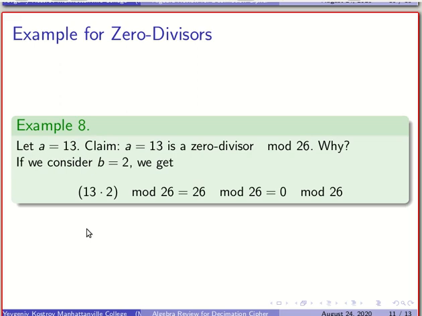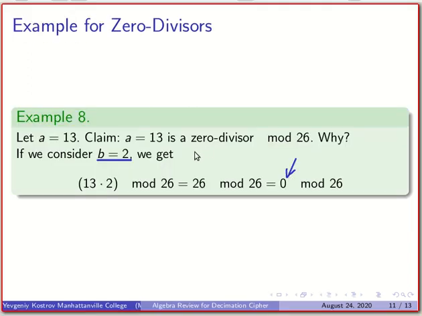So let's look at an example. We ask if a equals 13 is a zero divisor mod 26, and explain why it happens. So let's create a number b equals 2. Then take 2 and 13 and multiply them. We're going to get 26, and 26 is evenly divisible by 26. So we get 0 as our answer, and the conclusion is that 13 mod 26 is a zero divisor.